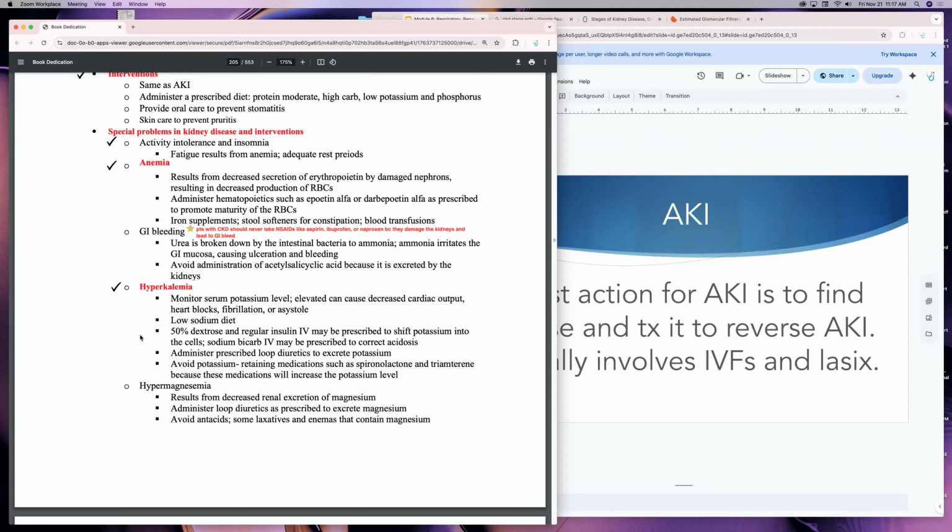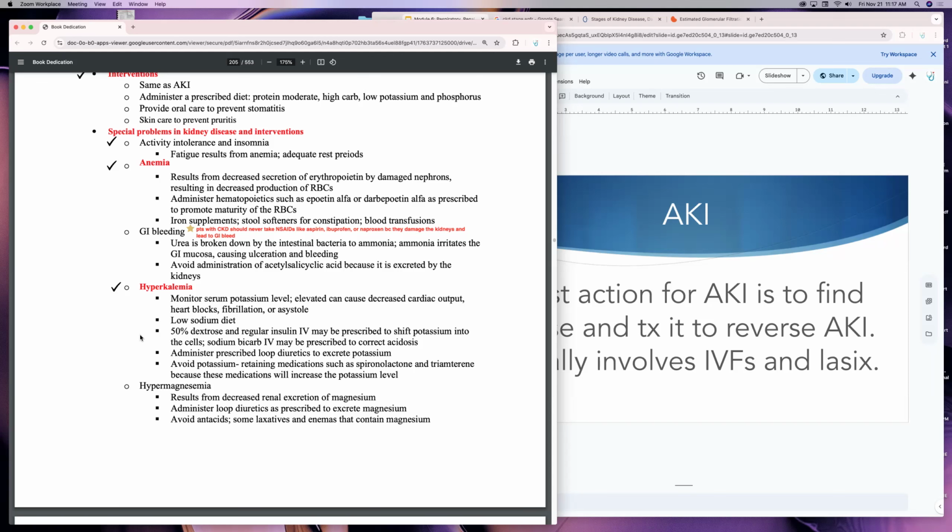Okay, so special problems in CKD, number one, fatigue because they're anemic. Number two, they're anemic because they don't make enough erythropoietin. So we give them man-made erythropoietin, we give them iron, and blood transfusions as needed. They're at increased risk for GI bleed. To avoid that, we never give them aspirin. We never give them NSAIDs. Okay, so three major NSAIDs to know for NCLEX: aspirin, ibuprofen, and naproxen.